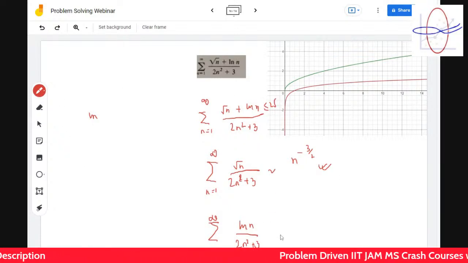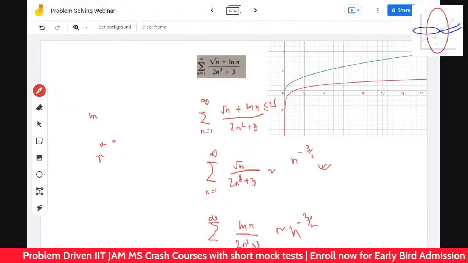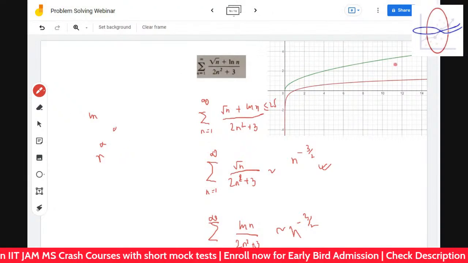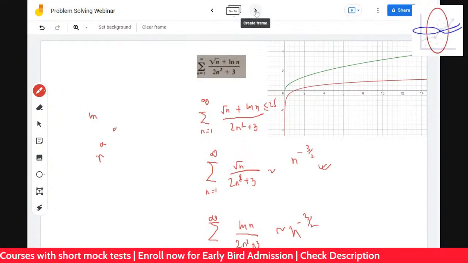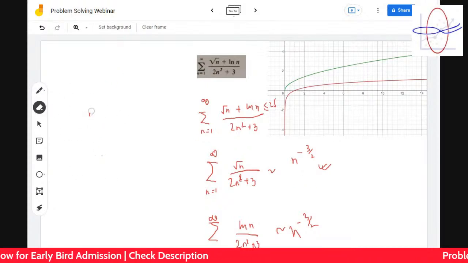So it's also behaving like n to the power minus... Like actually log x is not comparable to n, okay? N to the power any power is not comparable to log. If alpha is positive, it's always greater than that. You can prove it. So prove that also, it's your homework. So you have 3 homeworks today.